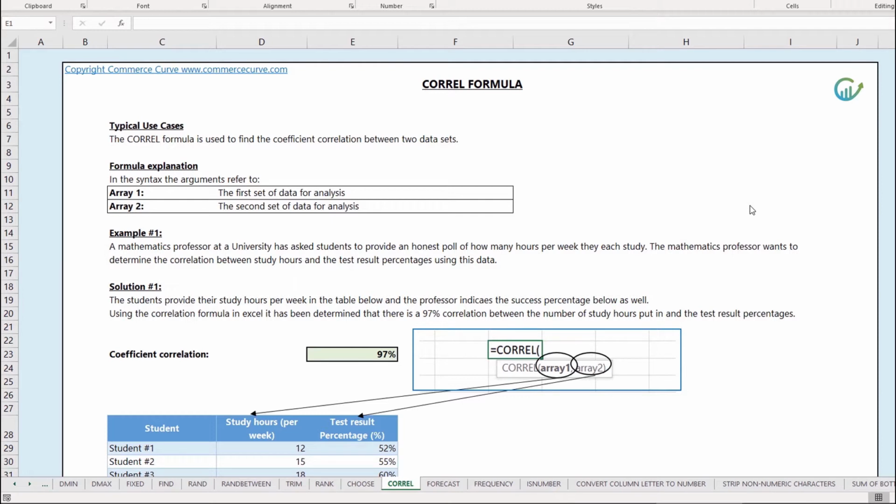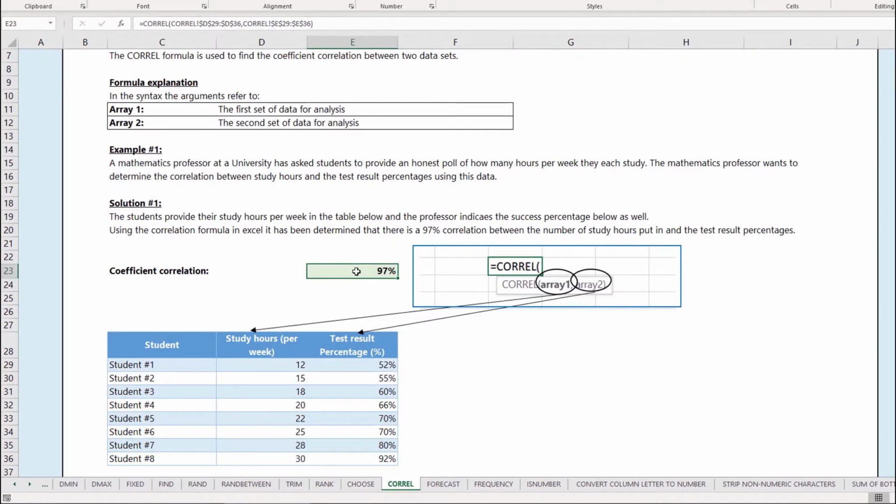But let's take a look at the statistical analysis, because at a certain point there's probably a diminishing marginal return of the number of hours that you study and the grades that you get. So in our solution, we've got a breakdown of the students in column C, the hours that they study per week in column D, and their test result percentages in column E. So the students have provided their hours per week in the table below, and using the coefficient correlation function, we have determined that there's a 97% correlation between the hours studied and the test result percentages.